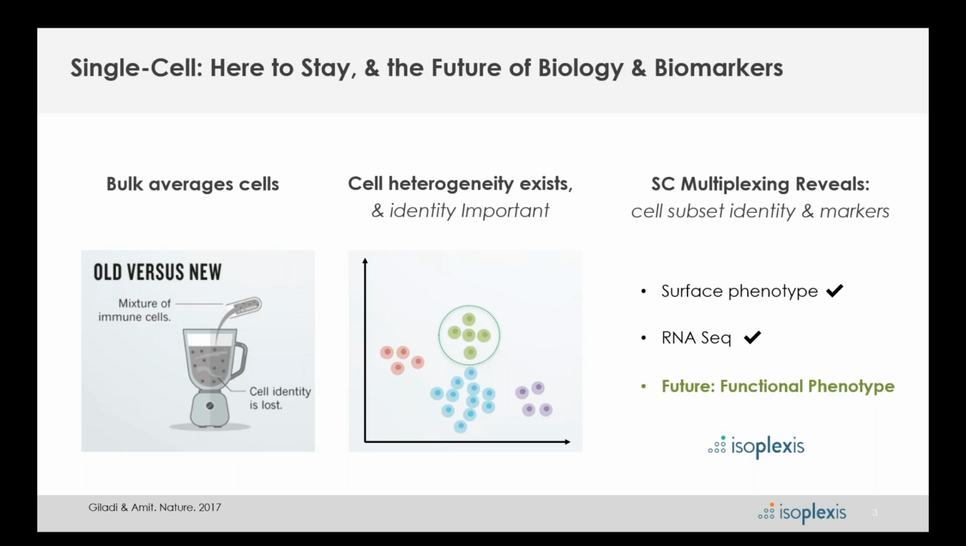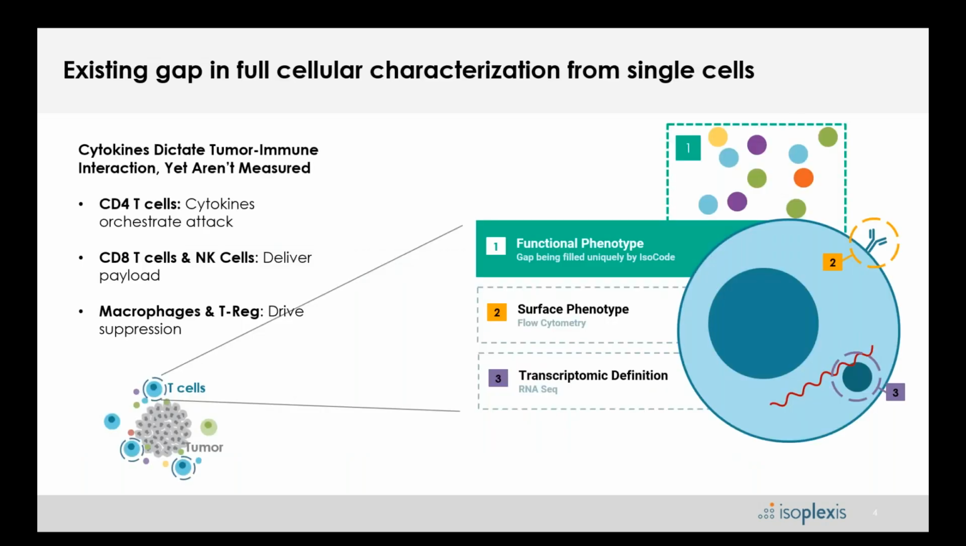There are current technologies available for looking at the inside of the cell, such as with RNA-seq, or the surface of the cell, such as with flow, but there's a gap in identifying the extracellular functional phenotype of each cell, and this is where IsoPlexis comes in. For single cell, we're filling a gap as the only technology to do something very obviously important, which is directly detecting the functional cytokines which matter for each immune cell.